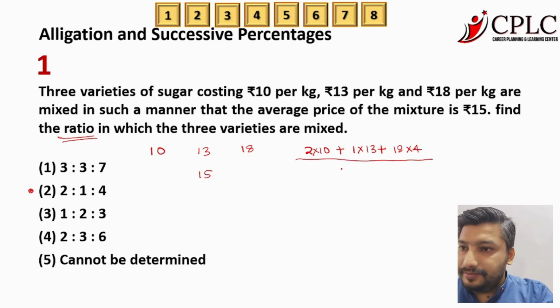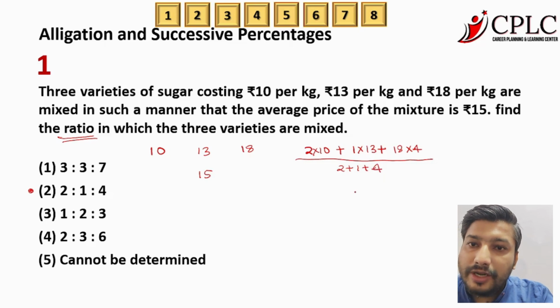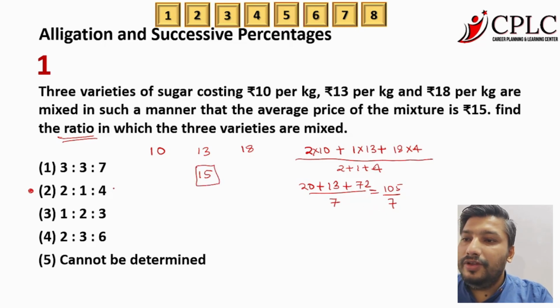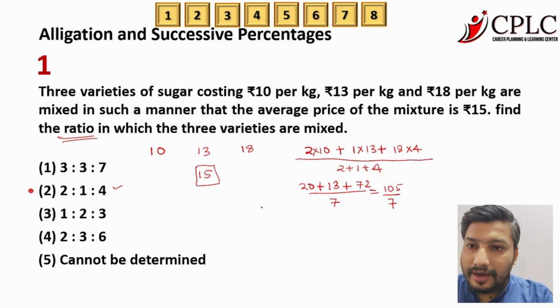When I do that, I also get the total mixture as 2 plus 1 plus 4, that is going to be 7 kilos to be precise. Let's do the calculation. So this is going to be 20, this is going to be 13, and this is going to be 72, and 72 divided by 7. So this is going to be 105 divided by 7. You get the answer as 15 rupees. So this seems like the correct answer, which is 2:1:4.